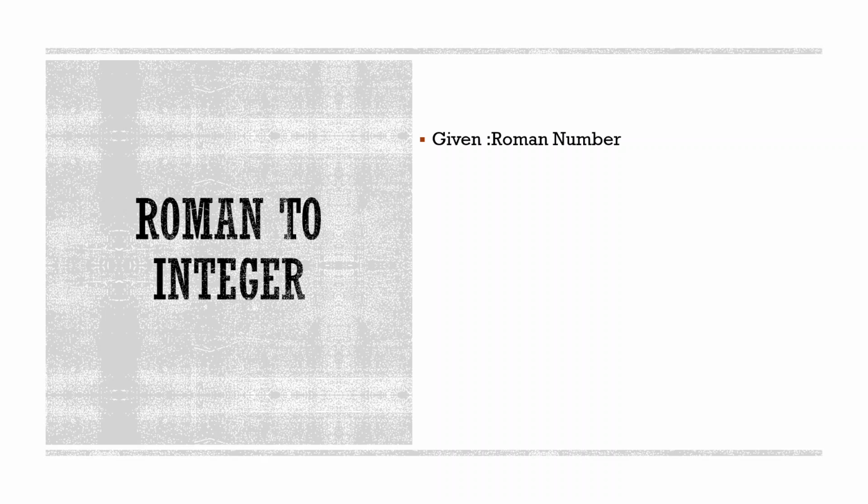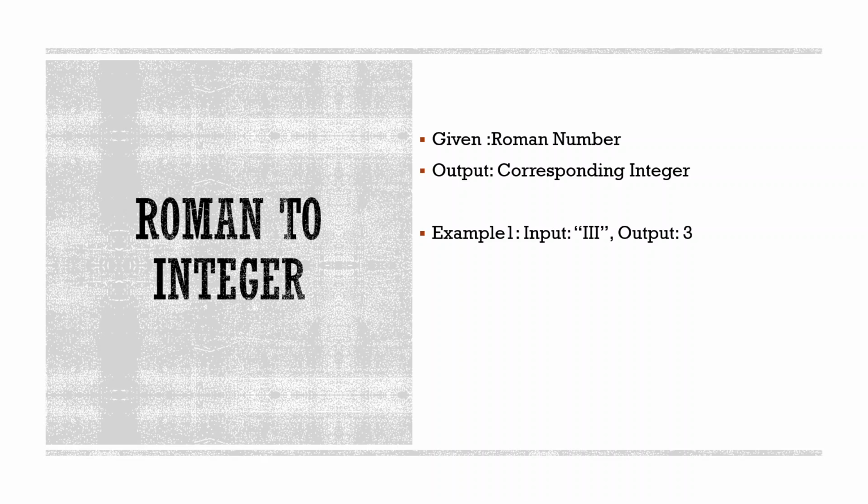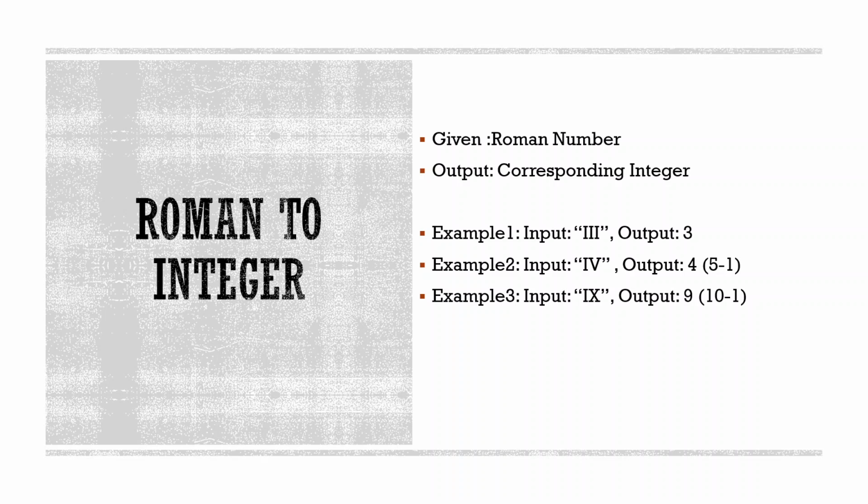The problem statement: the input is given as a Roman number in string format, and the output is the corresponding integer, the corresponding number. Let me explain with examples. We all know the Roman numbers like 1, 2, 3, 4. For example, if I give the input string as three I's, then the output should be 3. If I give 4 in Roman numerals, the output should be 4 as an integer. For 9, the output should be 9, and also 58. I'll explain how to convert Roman numbers to integers, and the tricky parts in that.